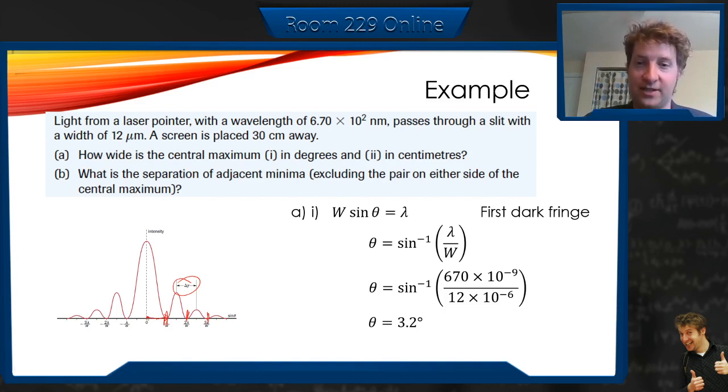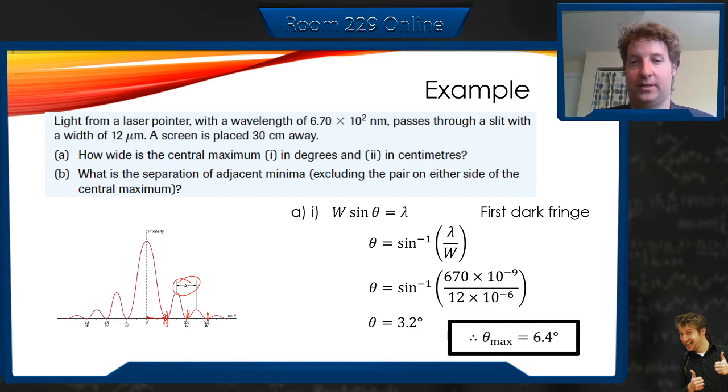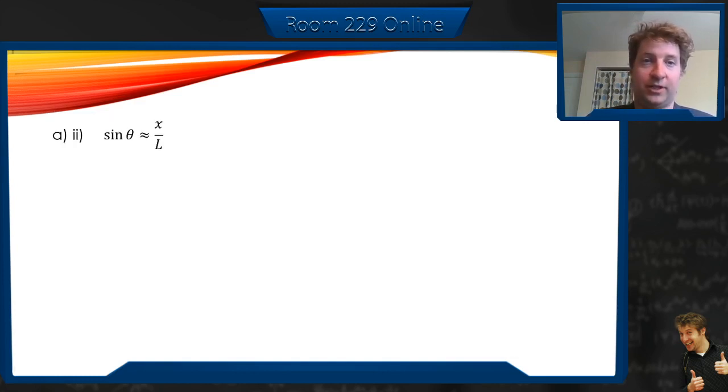So to get the entire central maximum, I'm going to have to double that angle. So it's 6.4 degrees. Right? So the whole central maximum is 6.4 degrees. Again, this is less than 10 degrees, so we have no problem using the sine and tan approximation, which is what we're going to use for part 2, where now instead we can just use sine theta is x over L. It is really equal to tan theta, but it's approximately equal to sine theta for small angles. And we're just plugging in our numbers.